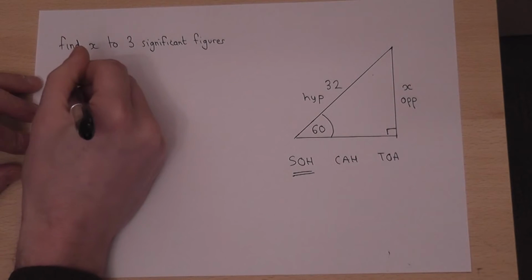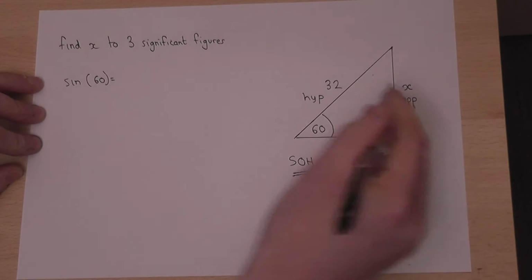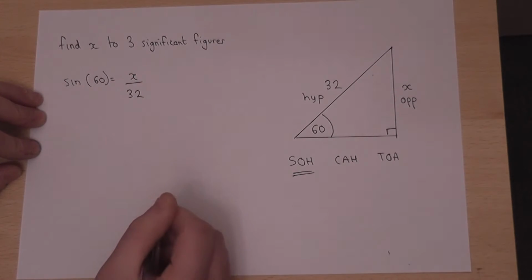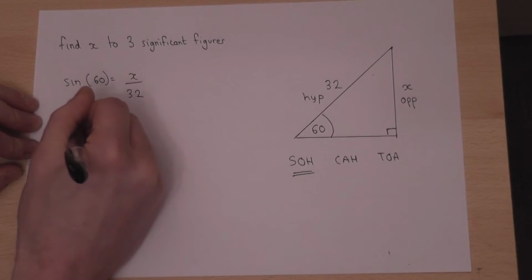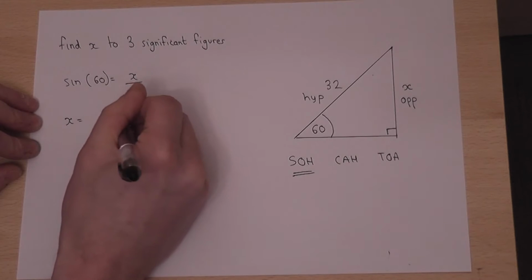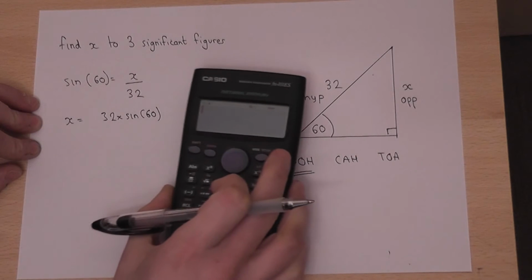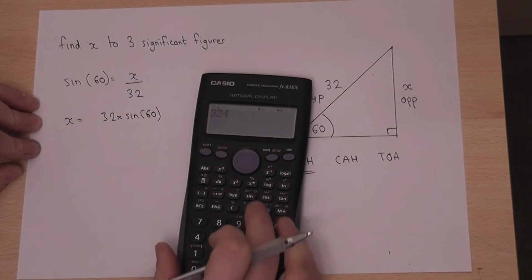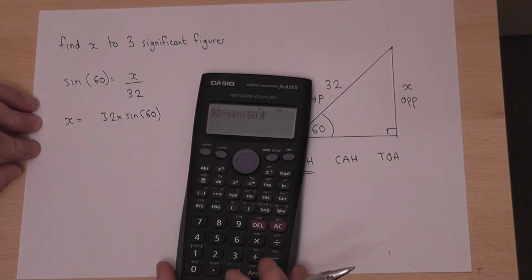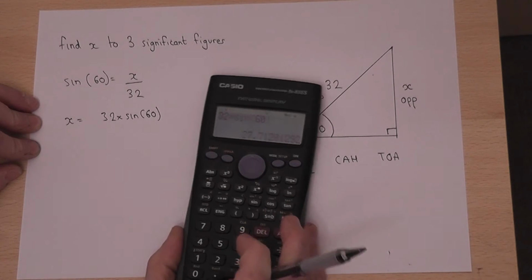And this says that sine of the angle, which is 60, is equal to opposite, which is x, over the hypotenuse, which is 32. So to find x, I've got to work out sine 60 times by 32. So I get my calculator and I work out 32 times sine 60, checking that my calculator is in degree mode. There should be a D there. I press enter, get a surd, press the S to D, and get the answer.